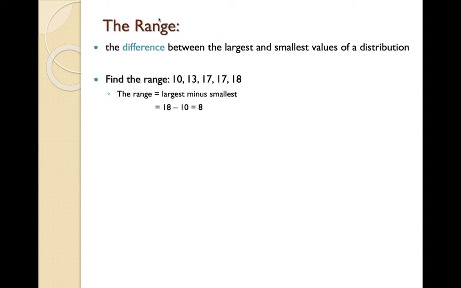The range is the difference between the largest and smallest values of a distribution. So you want to make sure when you calculate the range that you actually do that subtraction and not just list the minimum and maximum. So in the data set provided, the smallest value is 10, the largest value is 18, so the range is 8.